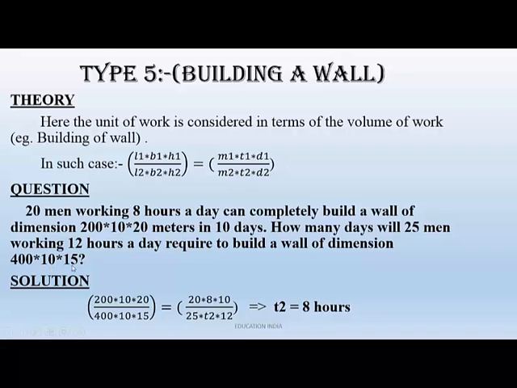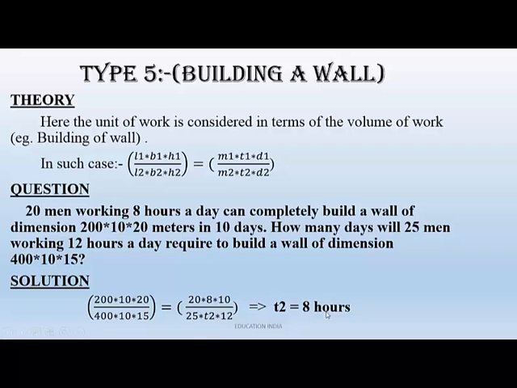So according to the basic equation that we have, we put the corresponding values L1, B1, H1, L2, B2, H2, M1, T1, D1, M2, T2, D2. We have all the values. We have a lone variable, T2. So solving for T2, we have 8 hours.